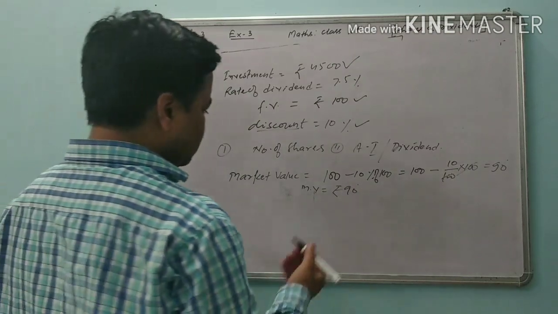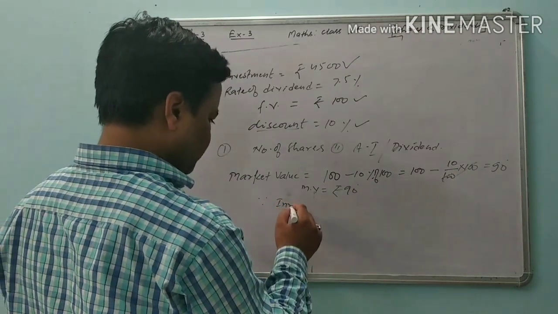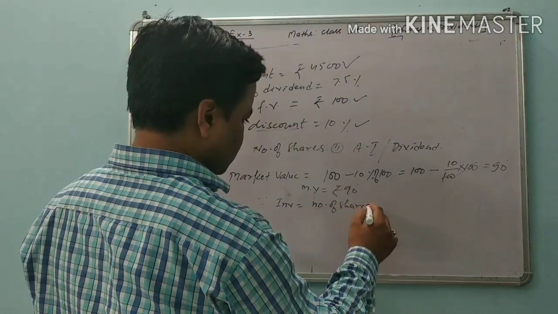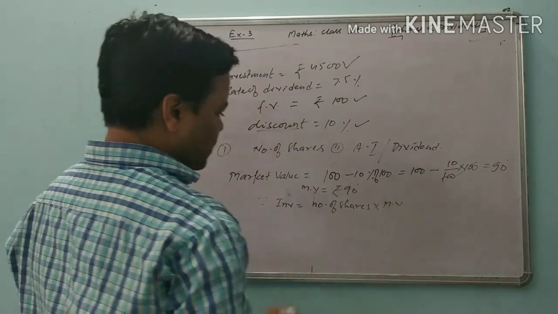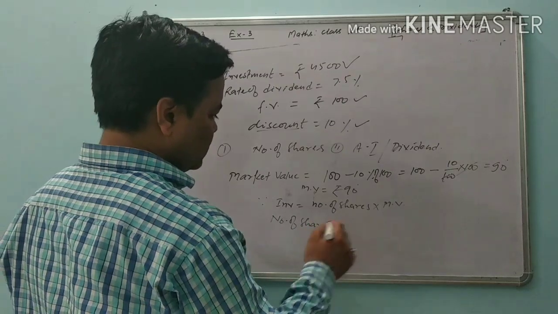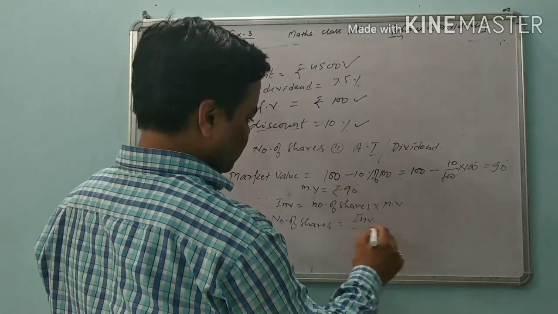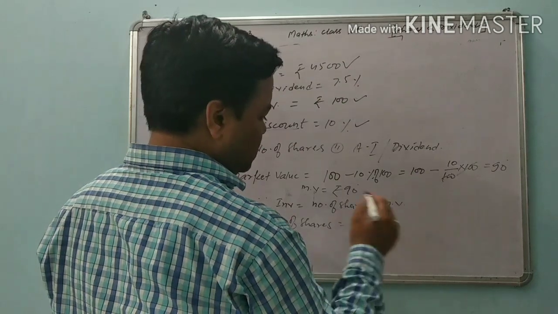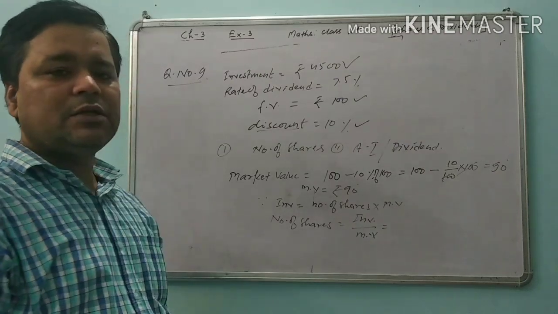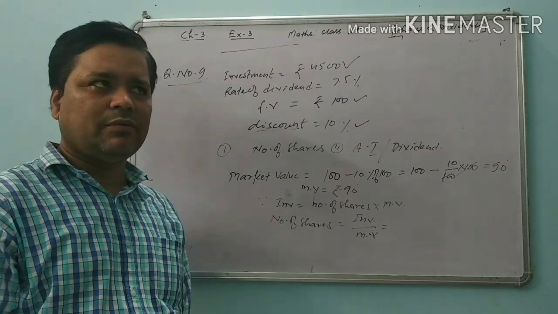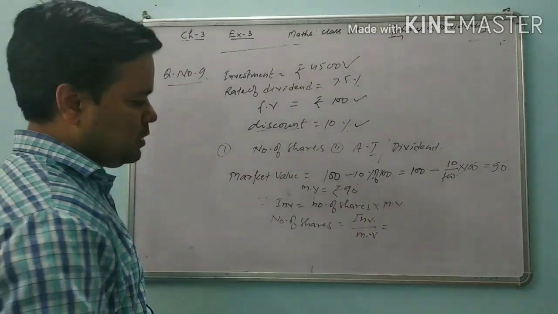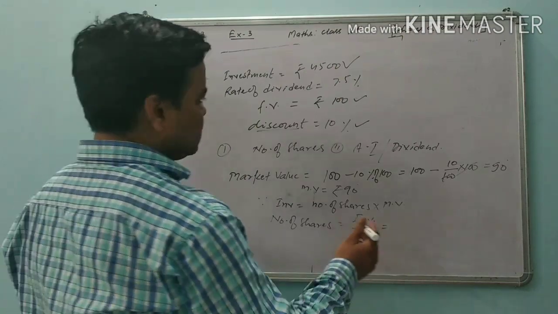Now which formula? Again, we know that investment is equal to number of shares into market value. Therefore, number of shares is equal to investment upon market value. Without a formula, you cannot do a single step. Therefore, you must learn all the formula. And you know how many formulas? Only 5 to 6 formulas are here, and only with the help of those you can solve all the questions given in the book.